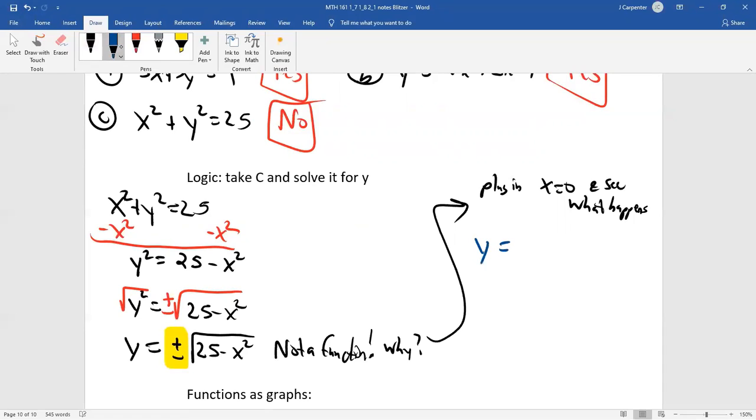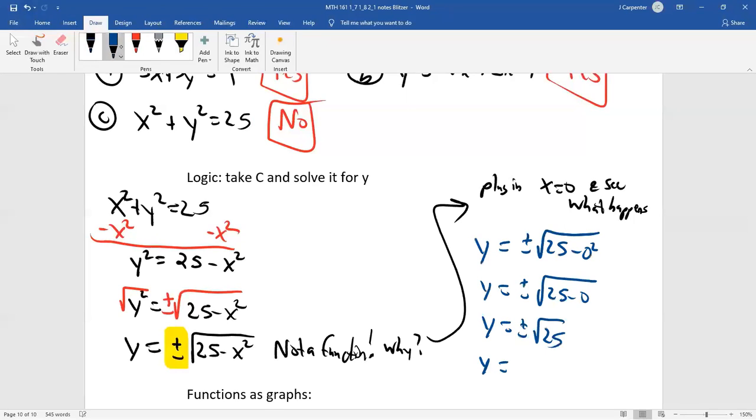So we go y equals plus or minus the square root of 25 minus 0 squared. Well, 0 squared is 0, so that's plus or minus the square root of 25 minus 0. So y equals plus or minus the square root of 25. Square root of 25 is 5. So we get y equals plus or minus 5. This is 2 outputs from 1 input.